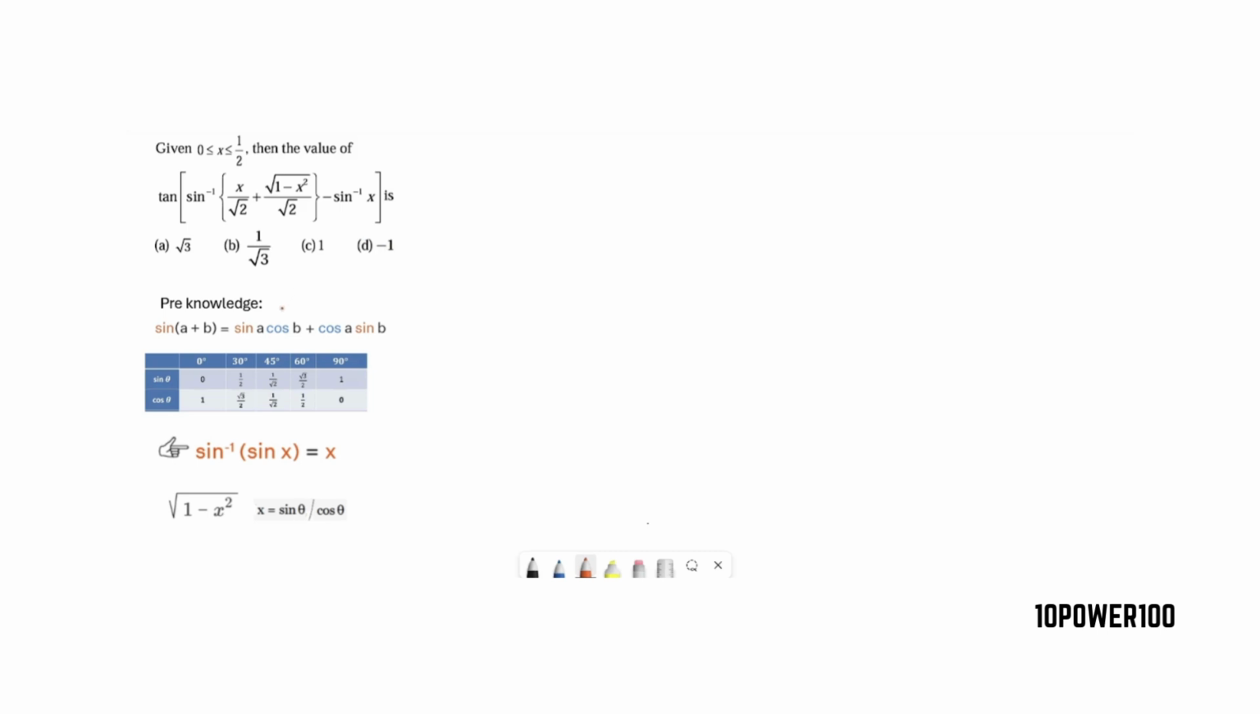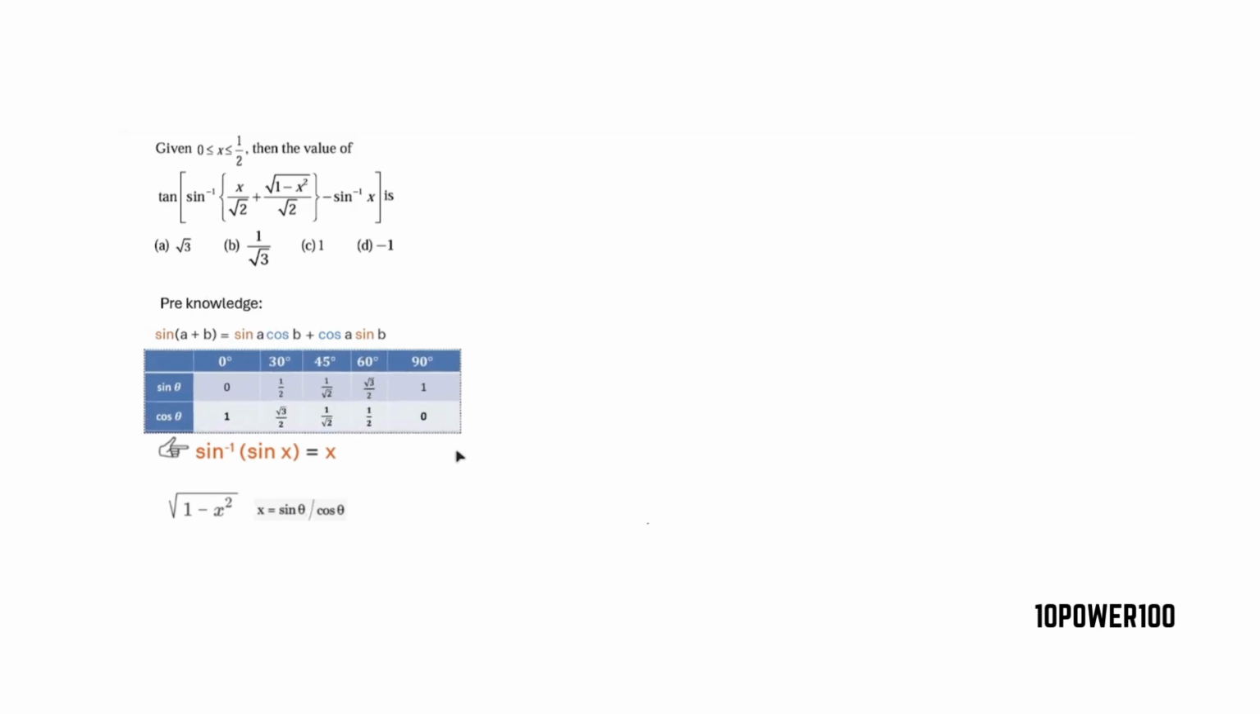See, the prerequisites that are required to solve these problems are the sine of a plus b formula. So sine of a plus b is equal to sine a cos b plus cos a sine b. So very important formula for this problem to solve. Next one, the standard angle values. So sine of 45 degree and cos of 45 degree, two values you have to remember.